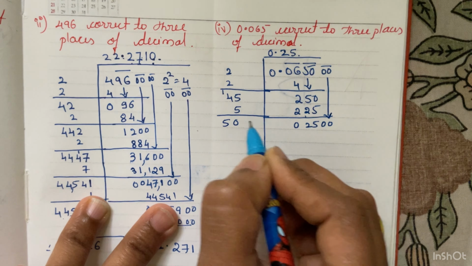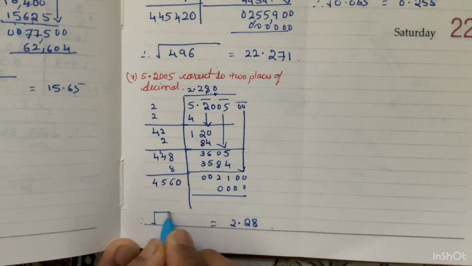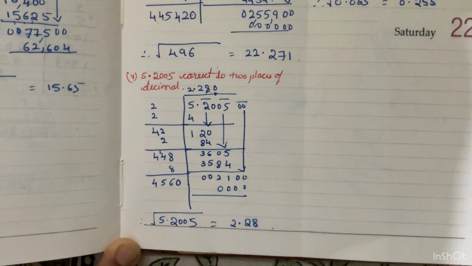Now as you can see, how are we going to express this answer? Here in the third place of decimal, I got the number 0, which is smaller than 5, so I'm not going to change the 8 digit here, it will remain as it is. So the answer we got is 2.28. If it were equal to 5 or greater than 5, we would have changed 8 to 9 that time. Okay, now therefore the square root of 5.2005 equals 2.28.